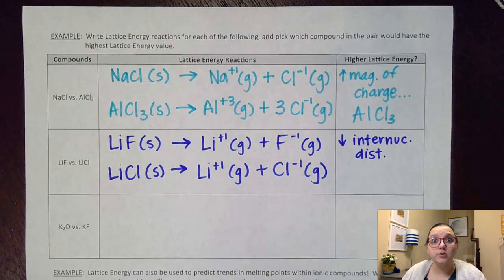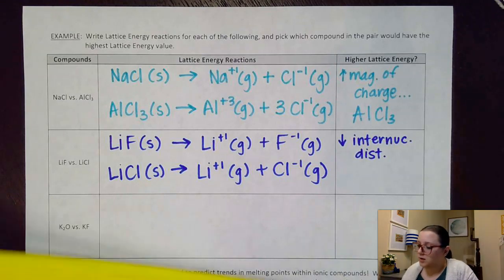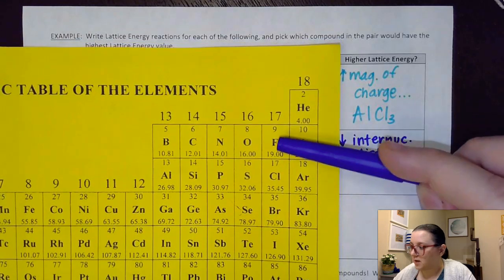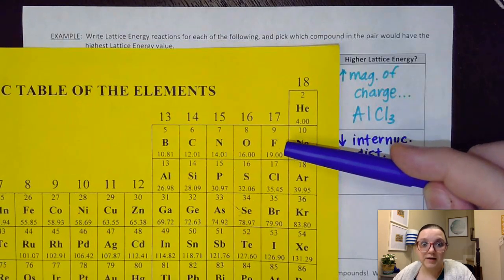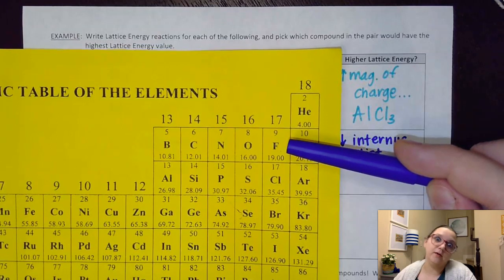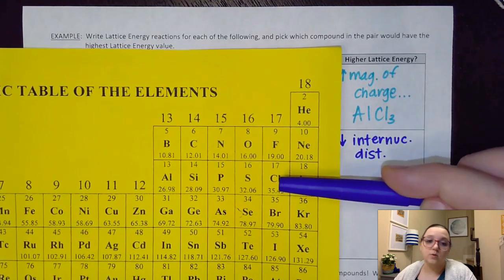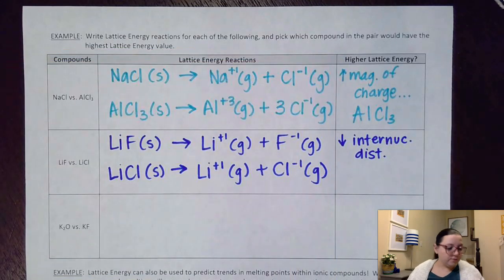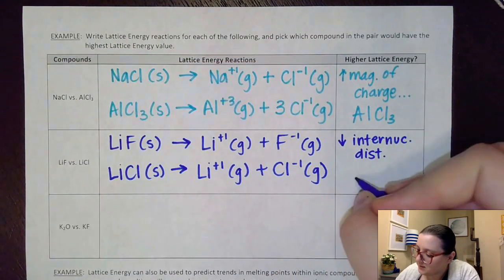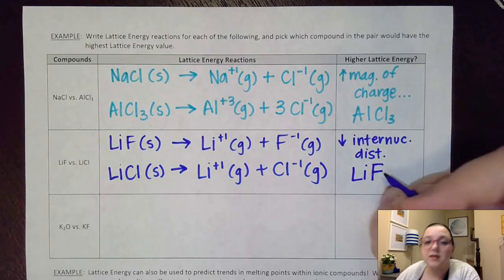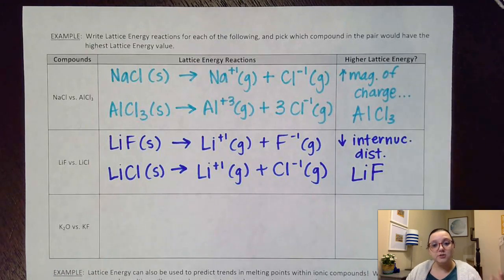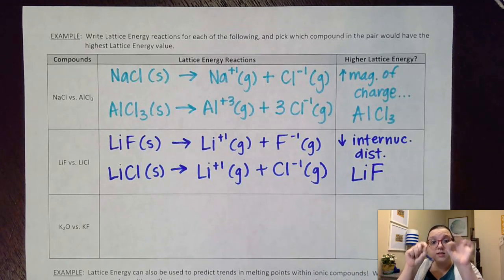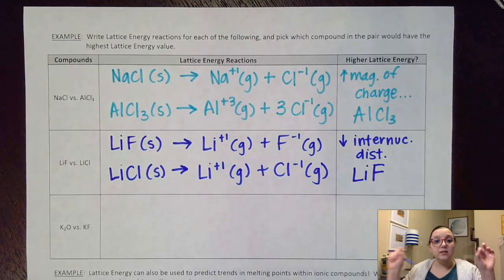Having a smaller internuclear distance means I'm looking for something that has fewer occupied energy levels. So if I compare chlorine and fluorine, I see they're one on top of the other here, and the fluorine has fewer occupied energy levels. It only has 2 occupied energy levels, whereas the chlorine would have had 3. So my winner here is going to be the lithium fluoride, again because the fluoride had fewer occupied energy levels, which means the nuclei between lithium and fluoride would be closer together than the nuclei in lithium and chlorine.